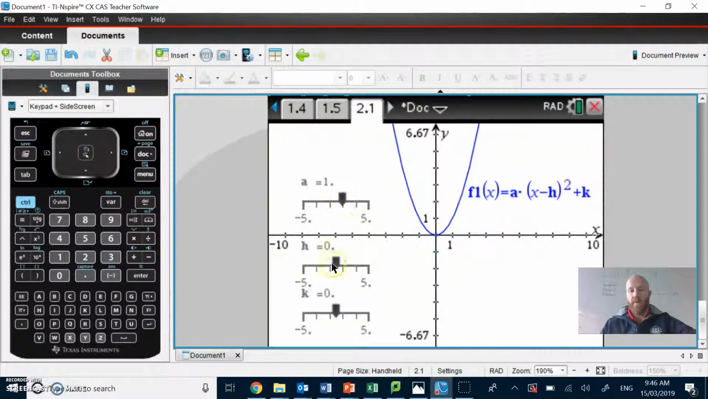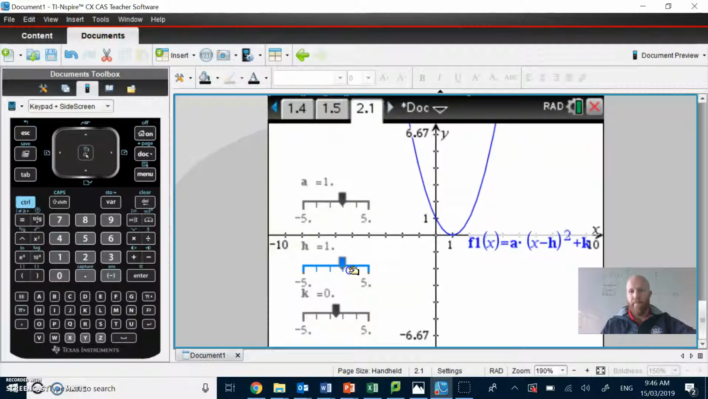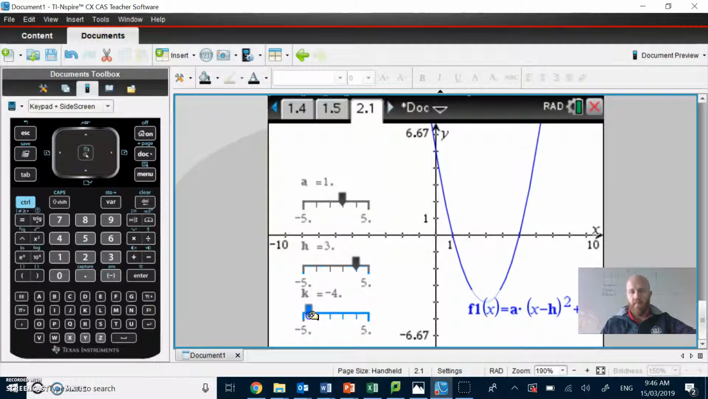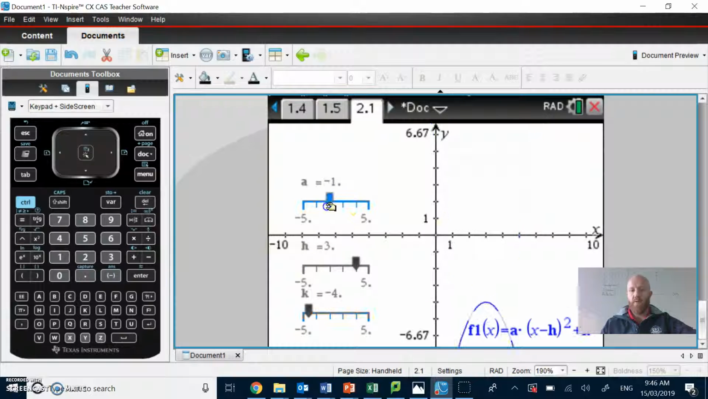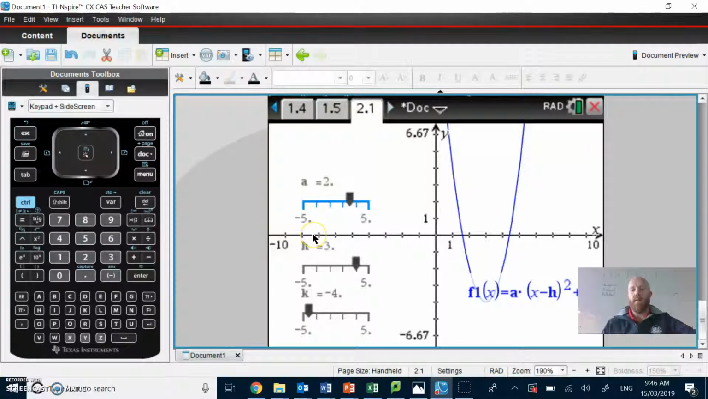It could be moved left to right. That would happen if there's a change inside the bracket. It could be moved up and down. And it could be dilated and reflected. All of those things can happen.